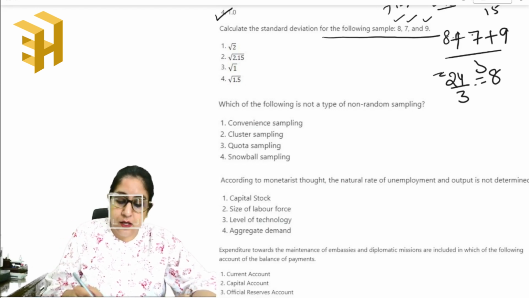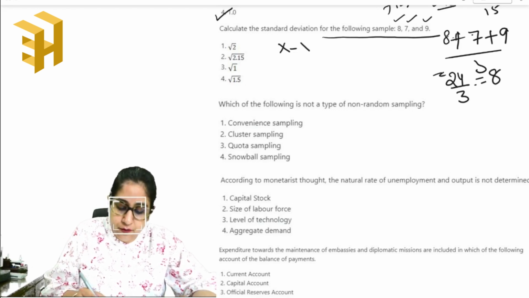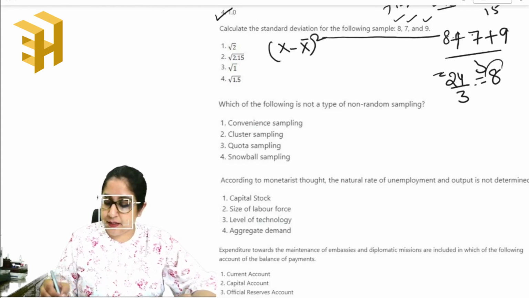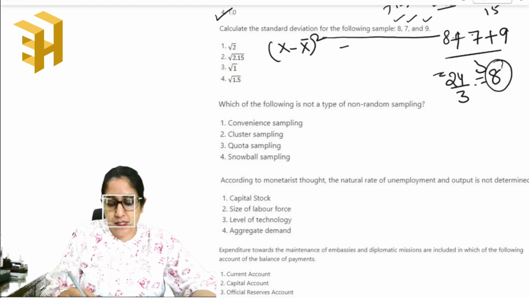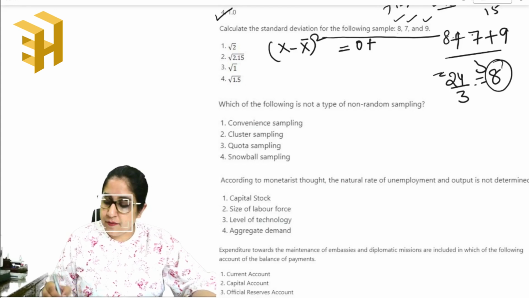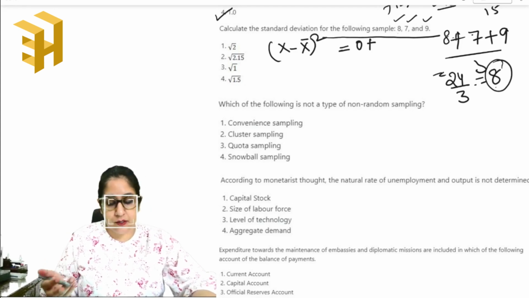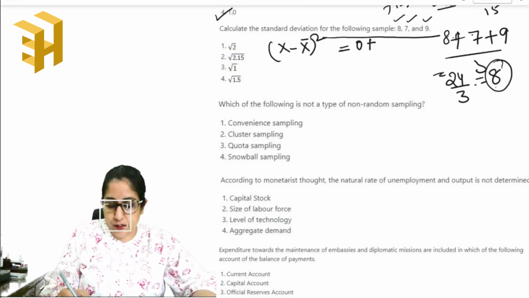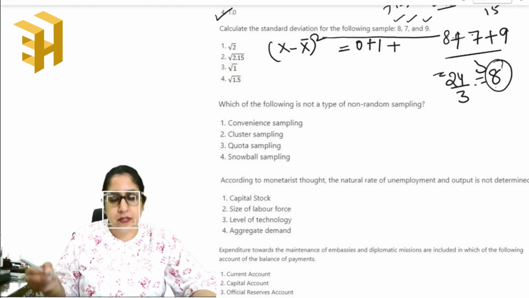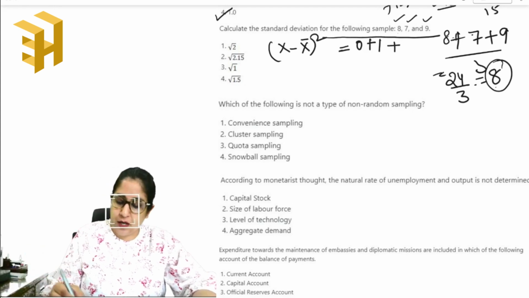For the variance, first we have to find (x minus x mean) the whole square. Okay, so x is given as 8 minus 8, the mean, that is 0, square is 0, right? Plus 7 minus 8, that is minus 1. Minus 1 square is 1, right? Plus 9 minus 8, the whole square, that is 1 again. So we've got 2, right?